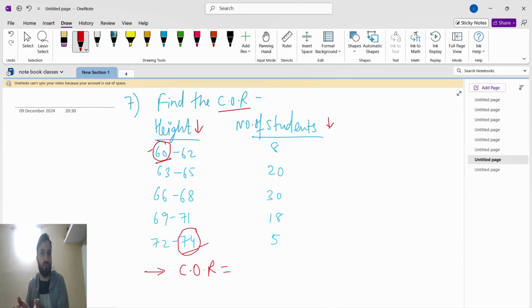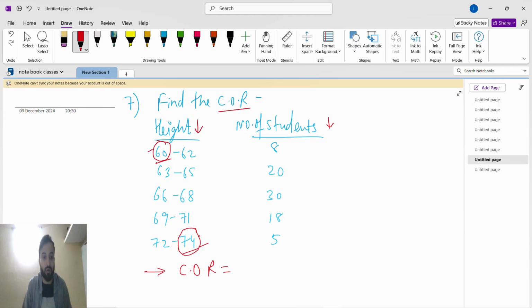We want the 74 and we want the 60. Remaining values, who cares? Remaining value is like your life. Who cares? No one, until you have money, right? Because no money, no honey. So that's the thing that will happen.